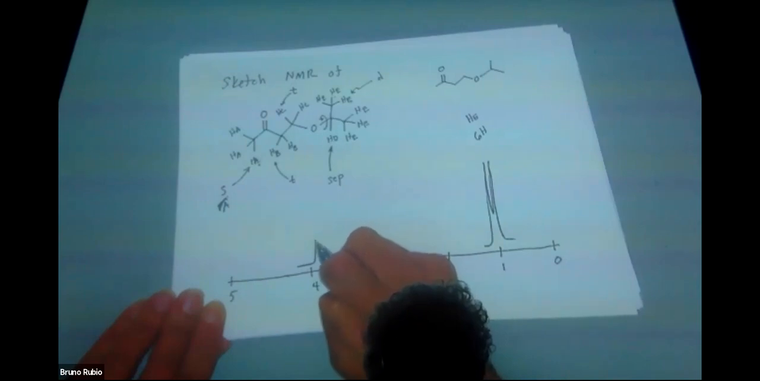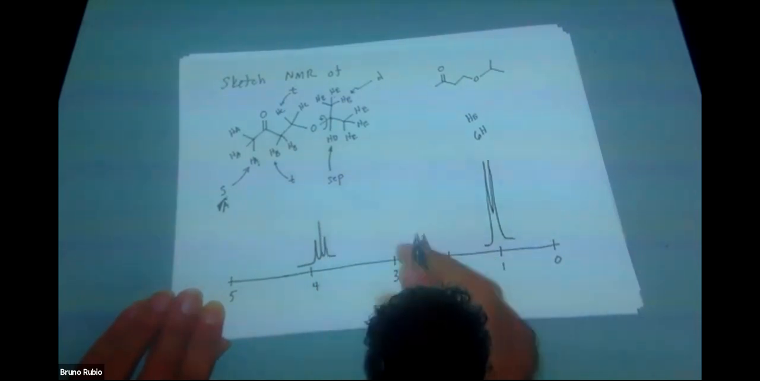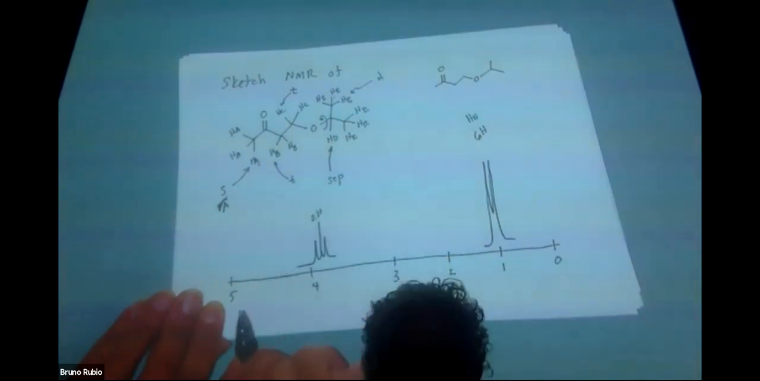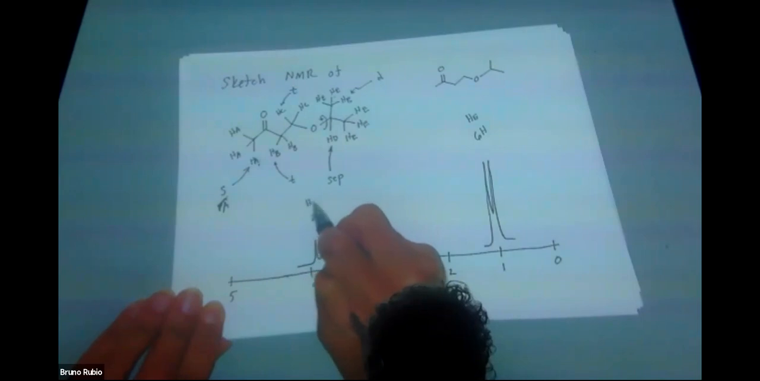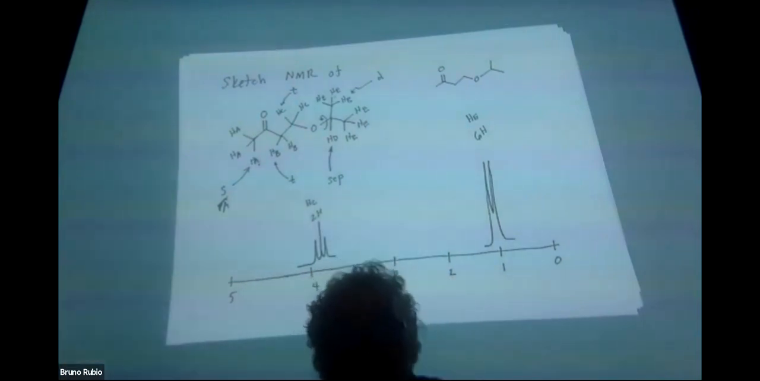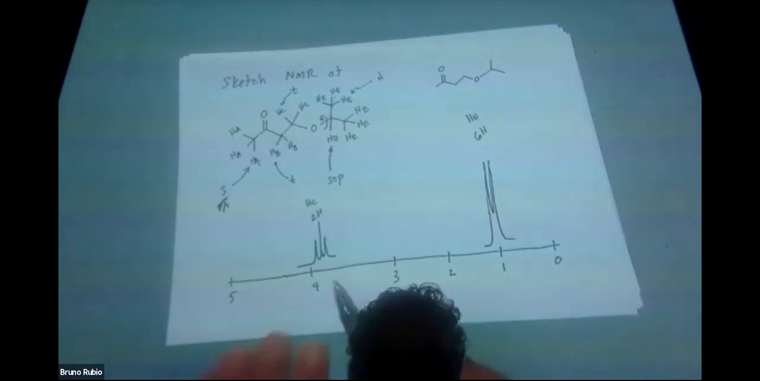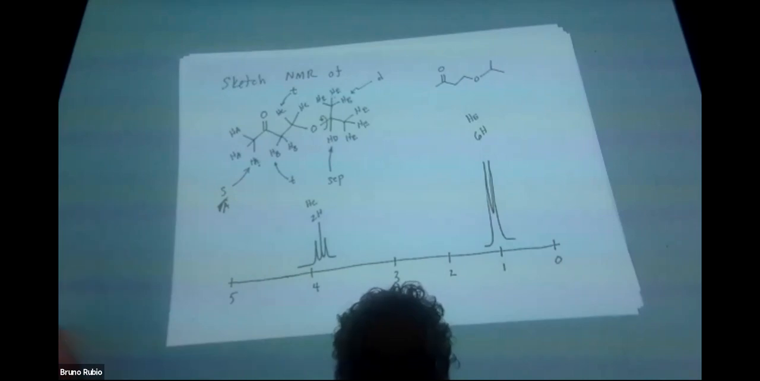What's a triplet look like? A triplet looks like a 1 to 2 to 1 affair, like that. So this is a 2 hydrogen triplet due to the HC, the most downfield. What if I were to tell you that right next to this triplet, there's going to be another signal? Who's going to be the second most downfield signal?